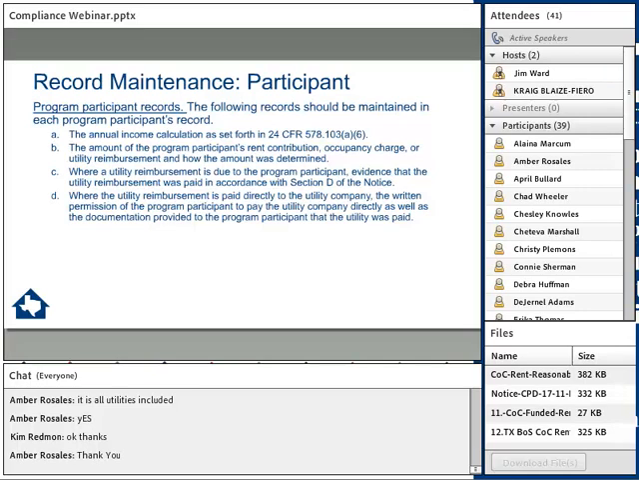Now, that said, there are records that should be maintained in each program participant's file, regardless of how you guys pay that utility assistance, right? So one is the annual income calculation that's set forth in the interim rule, and we went over that today.